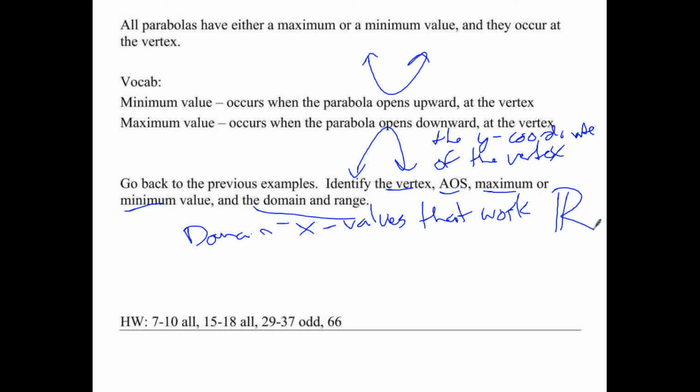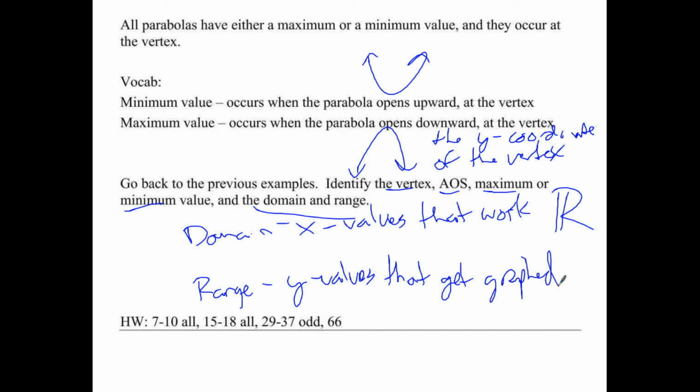The range is all of the y values that get graphed. Now, a parabola turns around on itself, which means some y values are going to get graphed and some y values aren't going to get graphed. If you look at a parabola, let me draw one here.